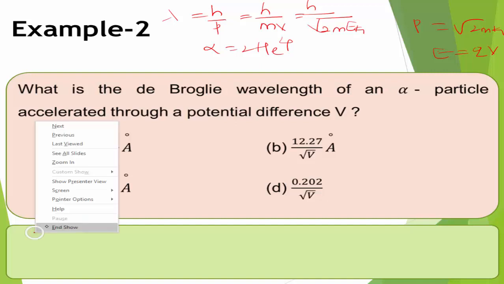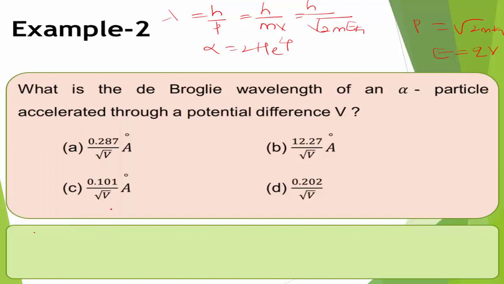Now I can write the formula, that is here lambda is equal to h divided by root of 2m into kinetic energy Ek. But instead of this kinetic energy Ek, now I write this formula, that is qv. Lambda is equal to h divided by root of 2m into q into v.